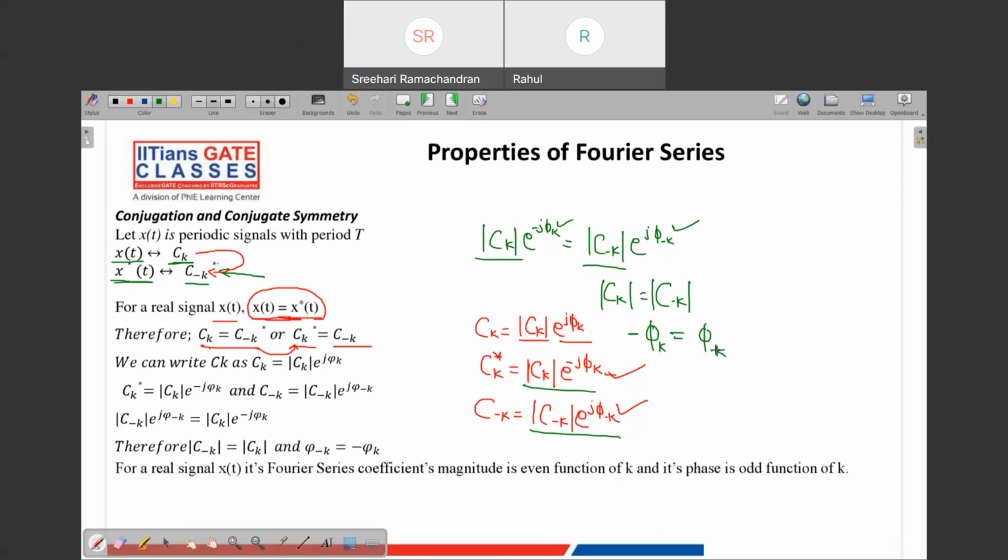So whenever the signal is a real signal, its magnitude spectrum is an even function of k, because when you take minus k and plus k, they are the same, but the phase term is an odd function of k. So for all kinds of real signals, the magnitude spectrum will always be an even function of k, and the phase spectrum will always be an odd function of k. Anyone has any doubt here?